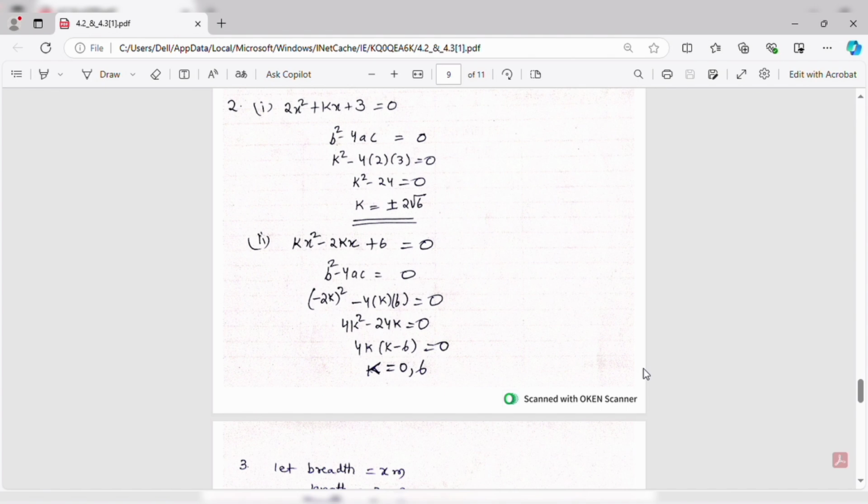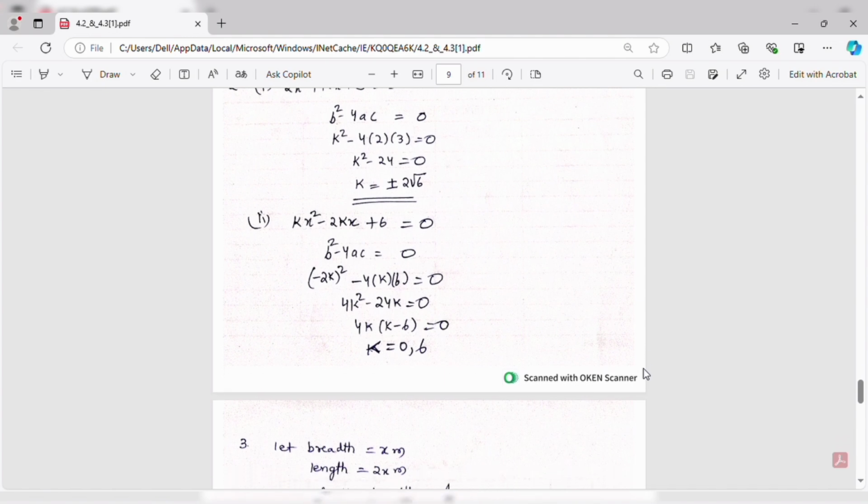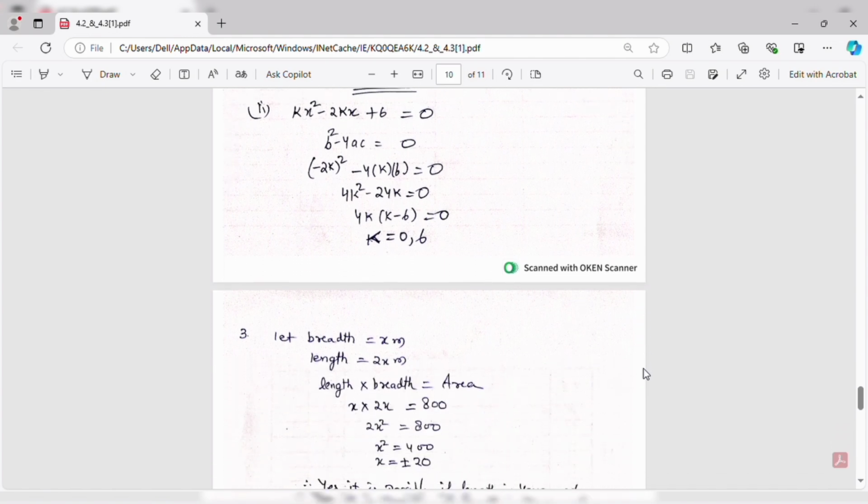So first part is 2x² + kx + 3 = 0. We will put b² − 4ac = 0, and after substituting the values we will get k = ±2√6. In the second part, the equation is kx² − 2kx + 6 = 0. So here also we will find k in the same way, and we will get k as 0 and 6.